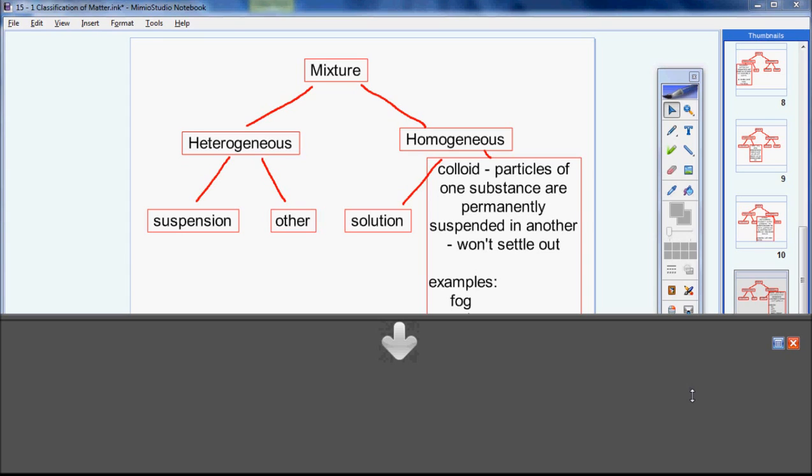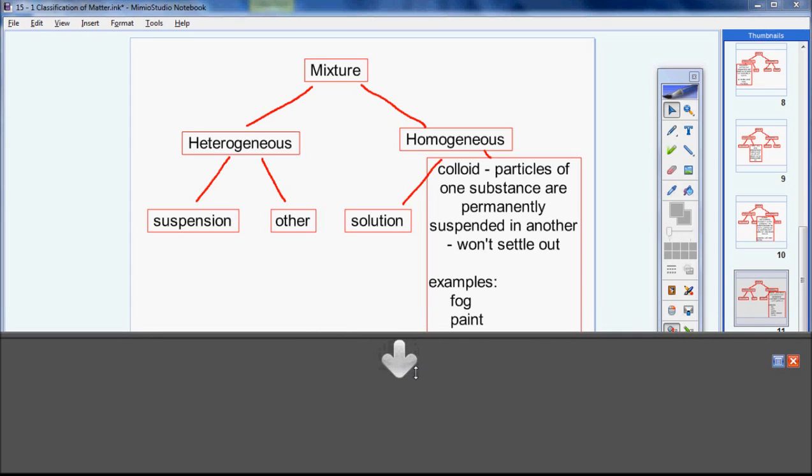Now, eventually the water droplets will evaporate and become water vapor. But they're not suspended in that air pocket, so they're not being carried along as one package called fog. So fog is a colloid.